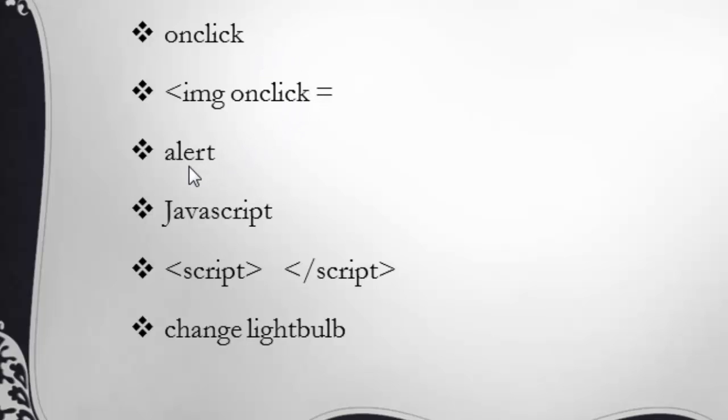Okay, so we're going to just do a simple one that's alert. And this is the beginning of JavaScript. And JavaScript, if we were to actually write it, would be in between these two scripts, but we're not going to get to there yet. We're just going to do an image on click and see how we do that here.